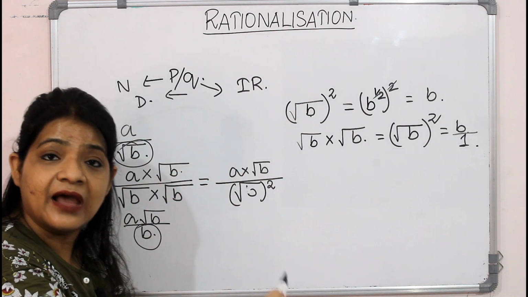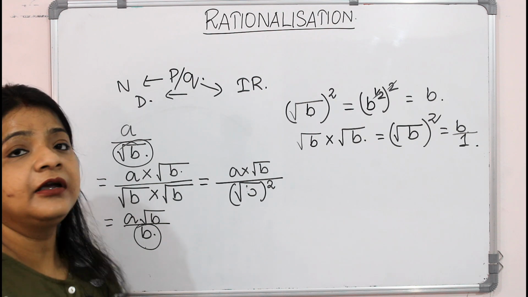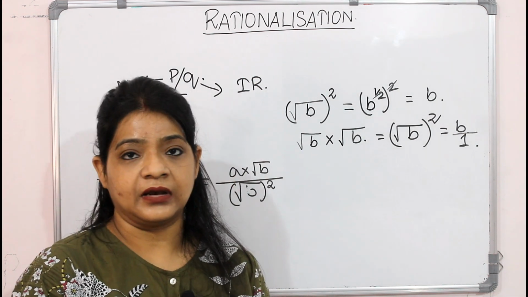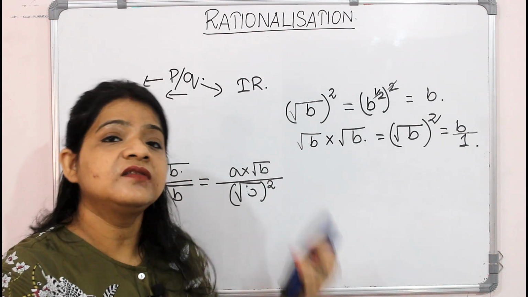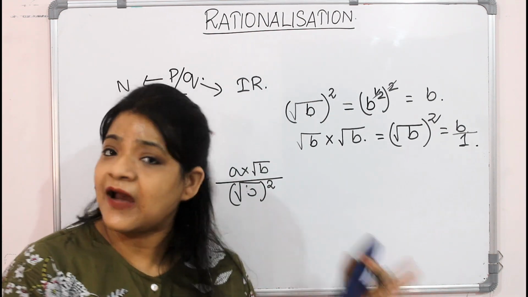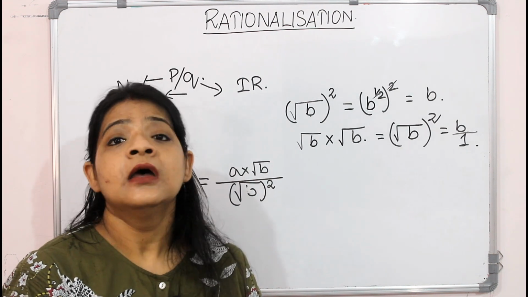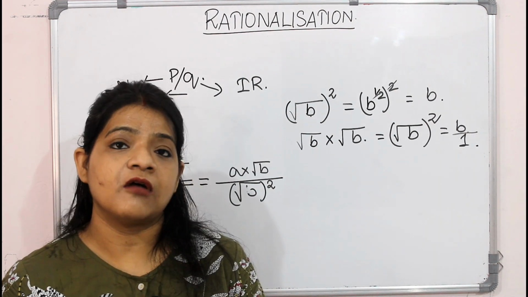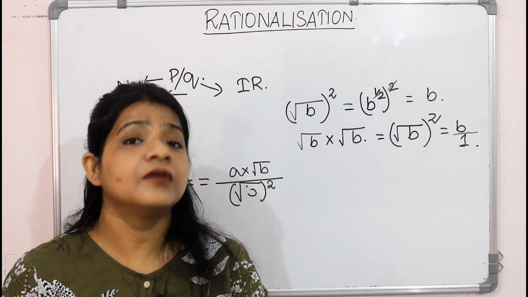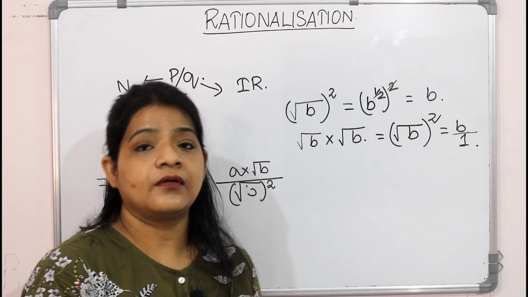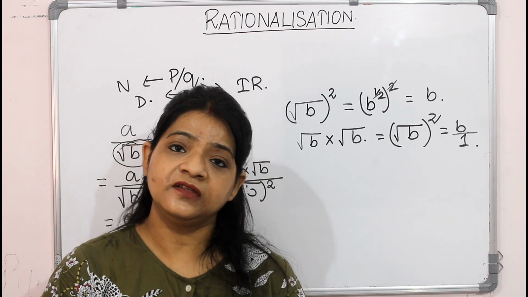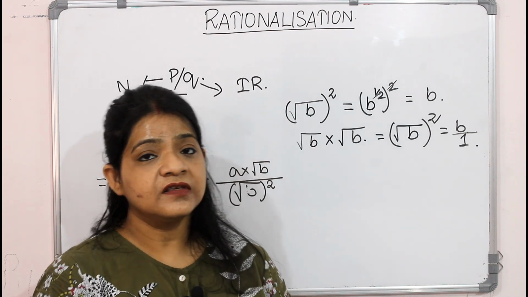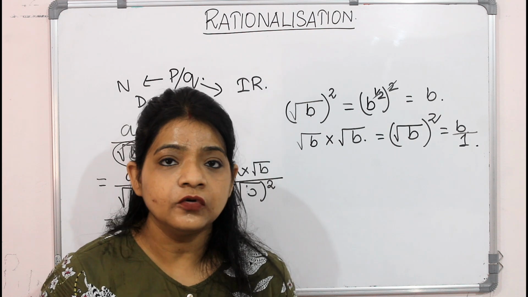By doing rationalization we have converted the denominator into a rational number. So from this example you can easily define rationalization: the process of converting the denominator of a fraction which is an irrational number into a rational number is known as rationalization. So this concept is easily clear to you.